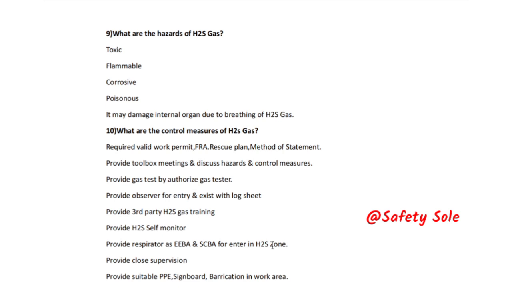What are the hazards of hydrogen sulfide gas? Toxic, flammable, corrosive, poisonous. It may damage internal organs due to breathing of H2S gas.